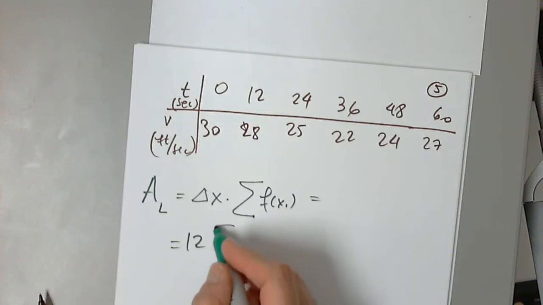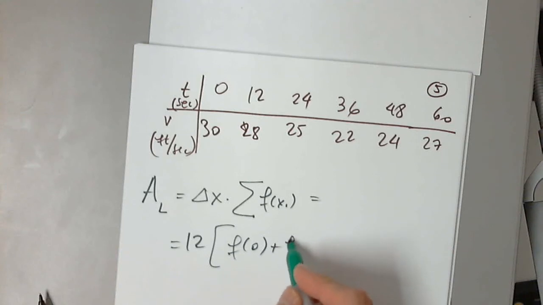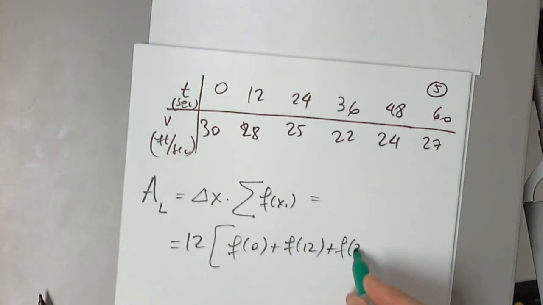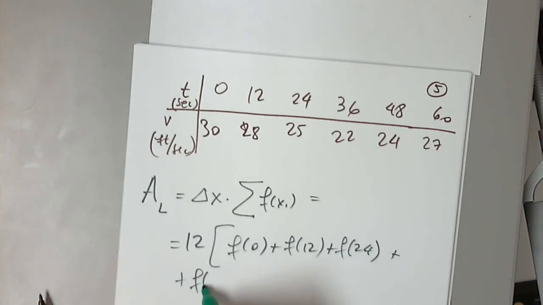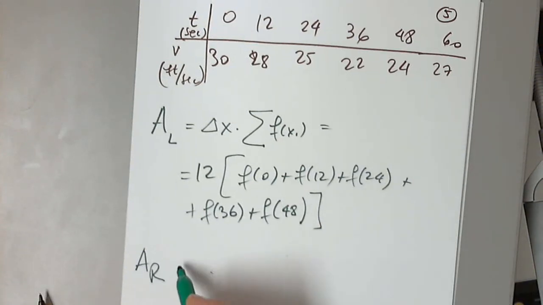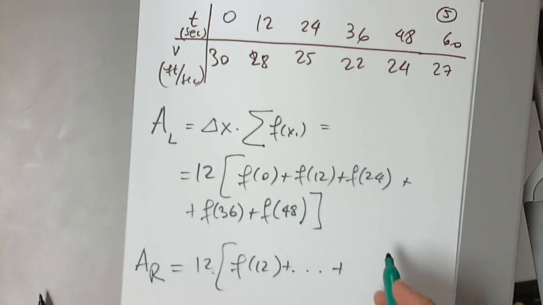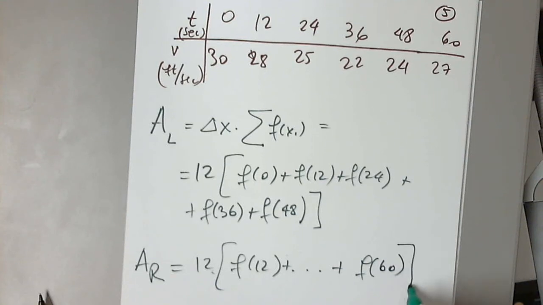Very good. Times, since we are looking at the leftmost point, f of 0 plus f of 12 plus f of 24 plus f of 36 plus f of 48. And then we'll get a number. How will you write the area with the rightmost point? Exactly. So this is 12, but f of 12 dot dot dot plus f of 60.